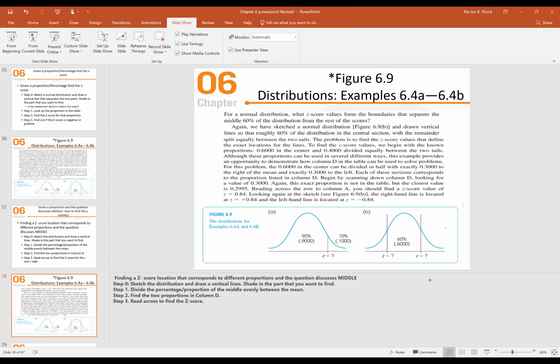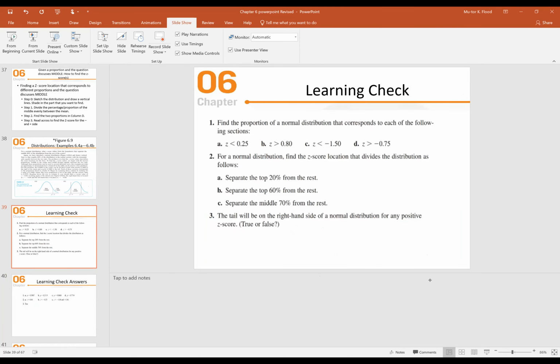All right, so let's go to a lesson check so we can do some of these from scratch. All right, so for the first one, it says find a proportion of a normal distribution that corresponds to each of the following sections. So we have to find a proportion. They're giving us z-scores, right? They want us to find a proportion.